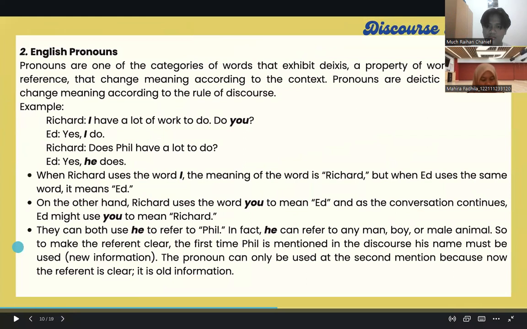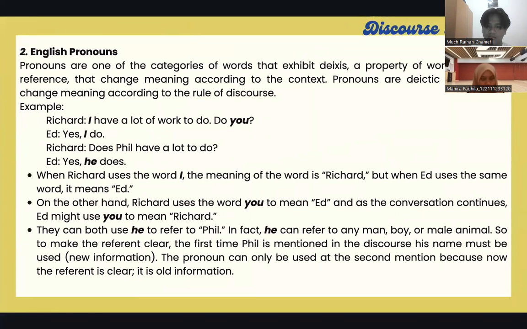And then number two is English pronouns. Pronouns are one of the categories of words that exhibit deixis. Deixis is a property of words that shift reference, that change meaning according to the context. Pronouns are deictic in that they change meaning according to the rule of discourse. For example, is this conversation between Richard and Ed.